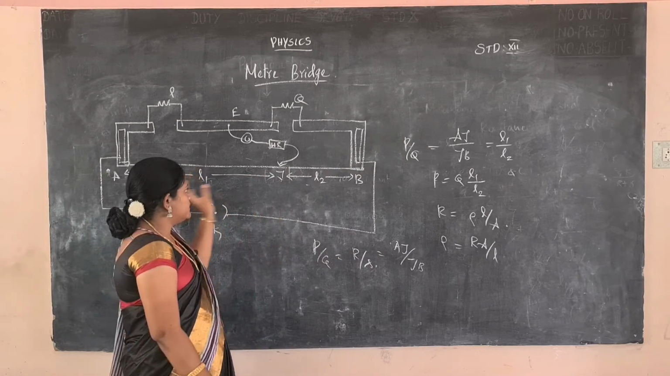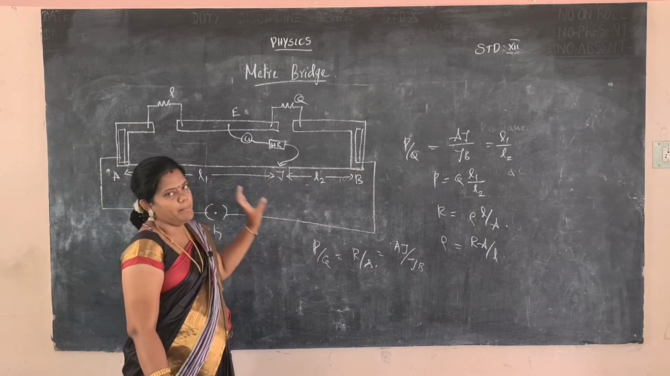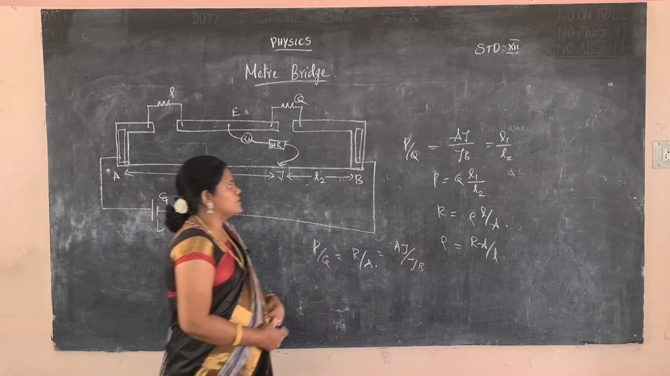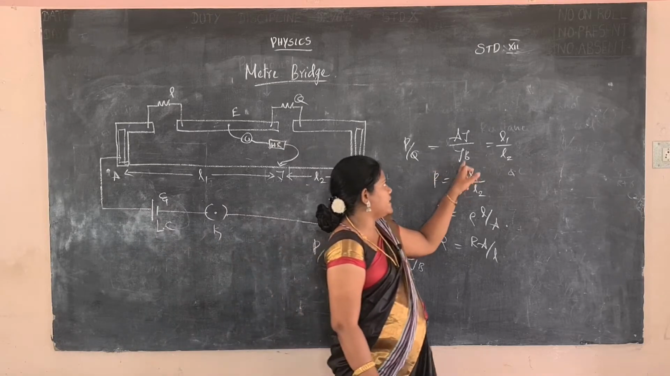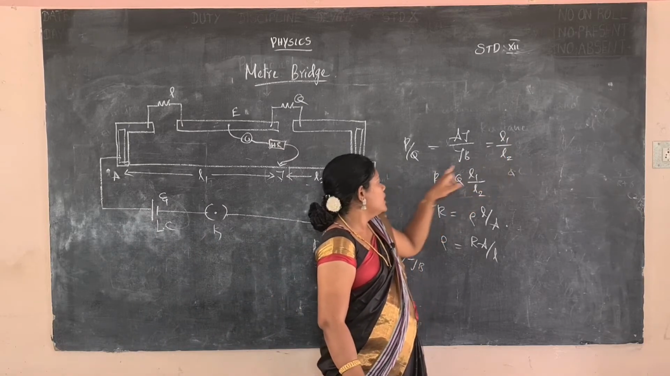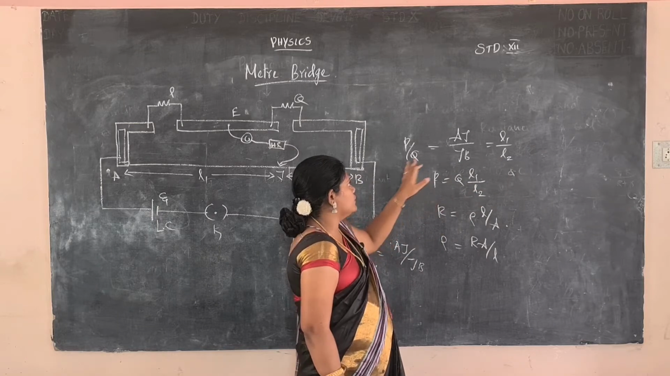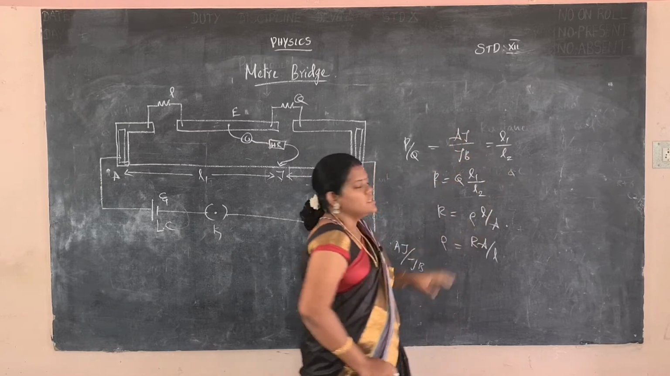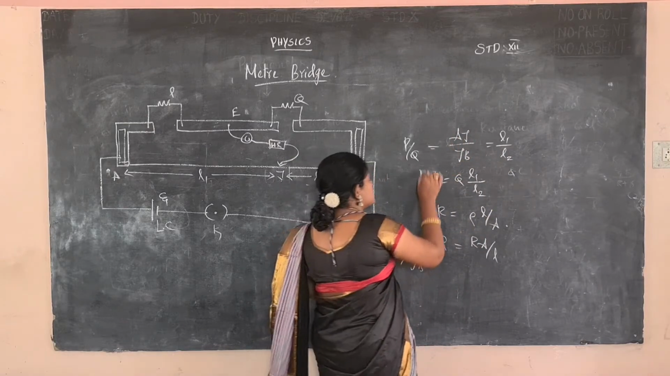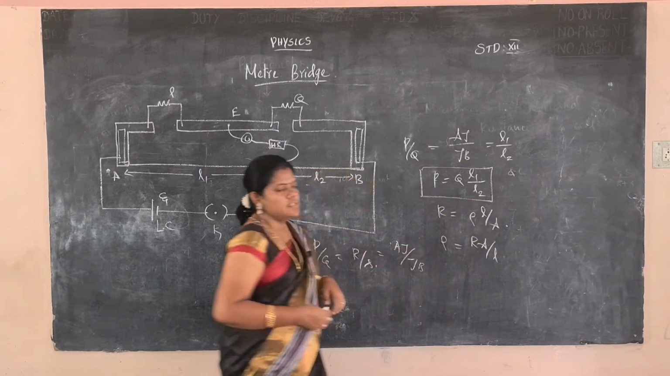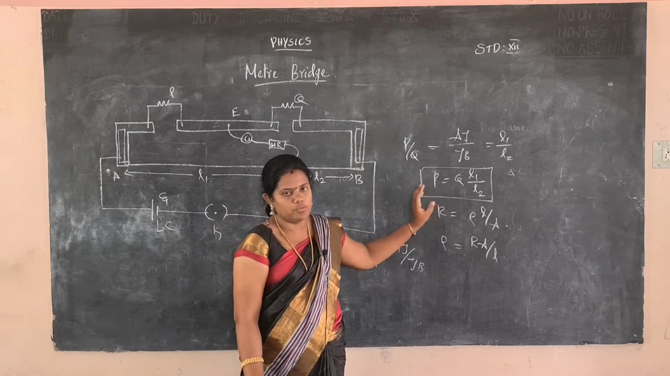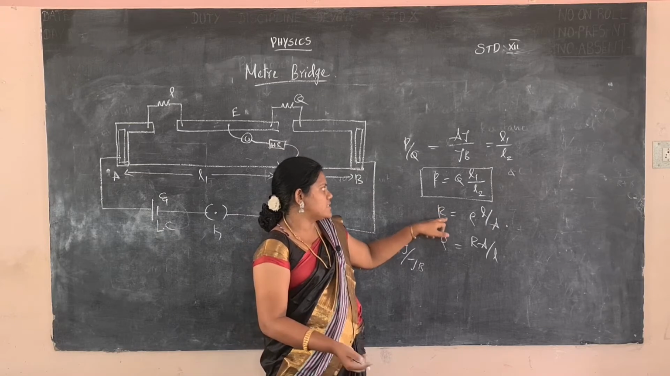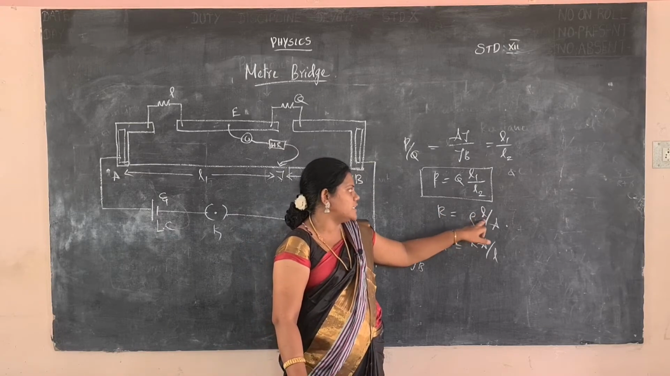So these two values will be noted in this experiment, and then P by Q is equal to AJ by JP is equal to L1 by L2. Then P is equal to Q into L1 by L2. Okay, so this is the resistance of the wire, the unknown resistance. நம்ம unknown resistance first find out பண்ணிட்டோம். ஓகேவா? Then again we mention that resistance is equal to specific resistance into L by A.